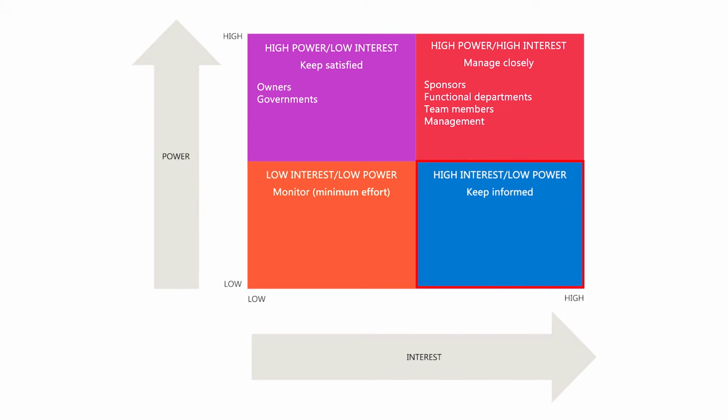The high interest, low power quadrant contains stakeholders who must be well informed through regular communication, such as interviews, surveys, and forums. These stakeholders can be helpful with project details and may provide valuable insights. The last quadrant, low power, low interest, comprises stakeholders who require minimal effort, such as occasional updates or general announcements.